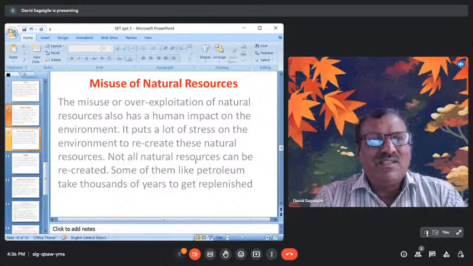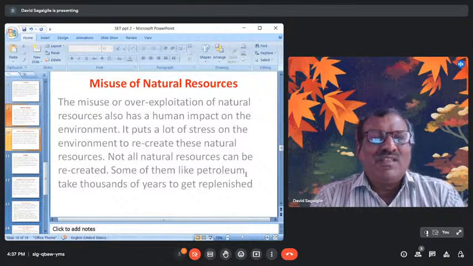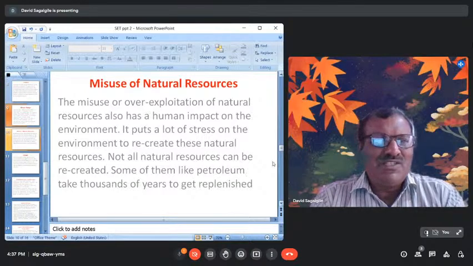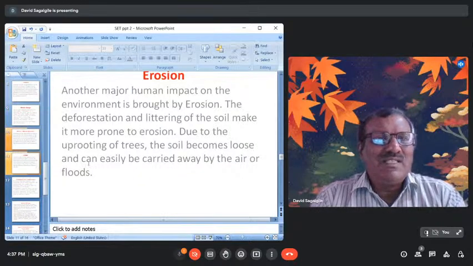Not all natural resources can be recreated. Like take for example a tree. When you cut down a tree, if you plant another tree, it can be recreated. It can take the place of the old tree. But most of the natural resources, like mining, like removing the coal or removing oil and natural gas and petroleum from the earth, it takes thousands of years for that petroleum to get replenished or to come back to its original form. Then the next one is erosion.